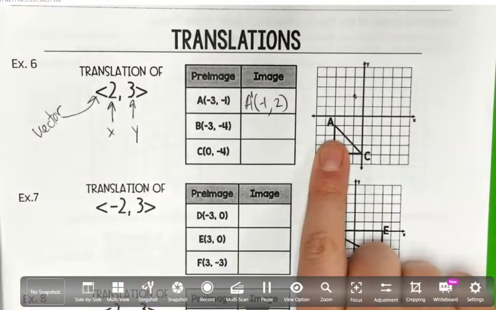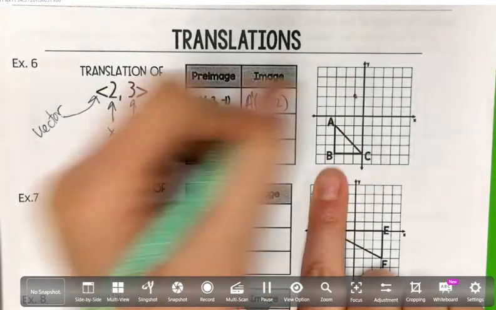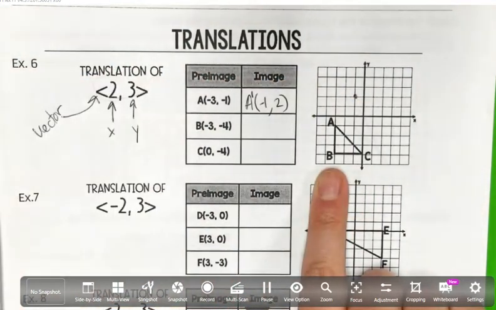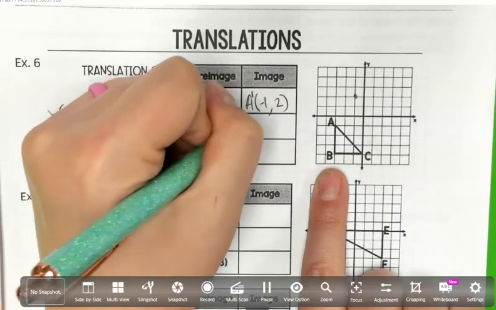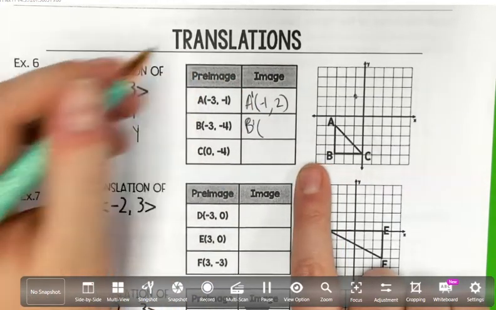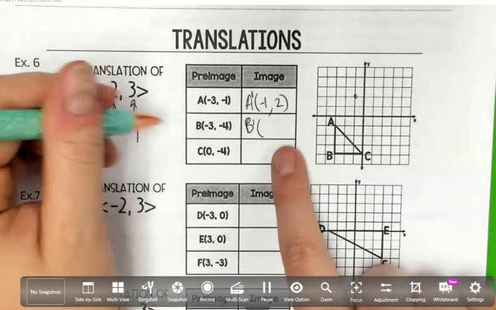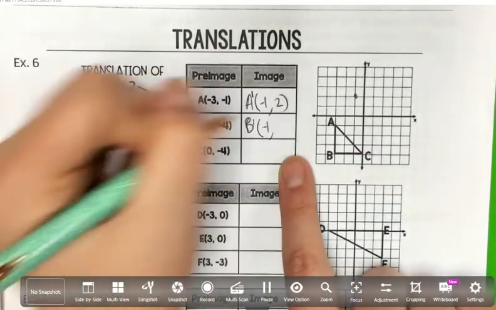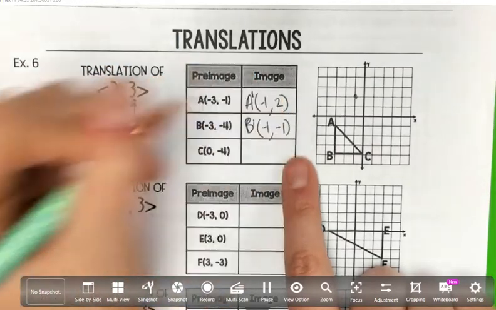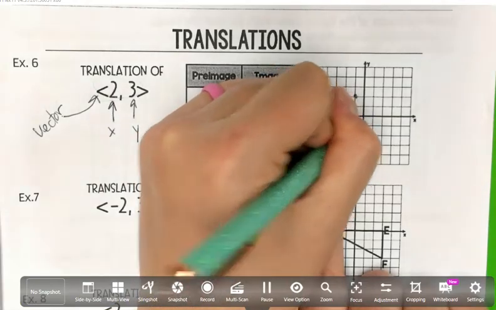So what just happened? Well, A moved 2, 3. 1, 2, 1, 2, 3. Ooh, it moved that number. Let's do it for B. So B prime is going to be negative 1, negative 1. So it ends up here.